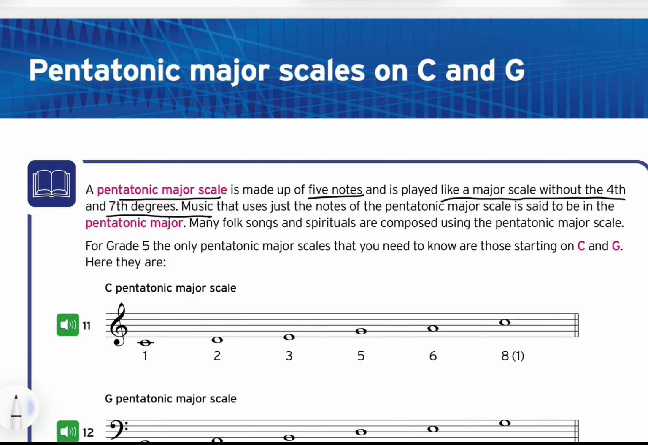You have C major scale, and the notes for C major scale are C, D, E, F, G, A, B, and C. So in this one, this is a major scale. If you remove the fourth degree and the seventh degree, it becomes your pentatonic major scale. Okay, but this is only for the major scale. For minor scale, it is different. So this follows only on the major scale.